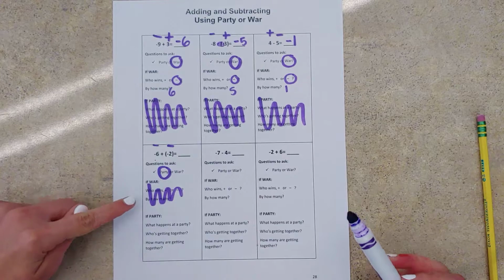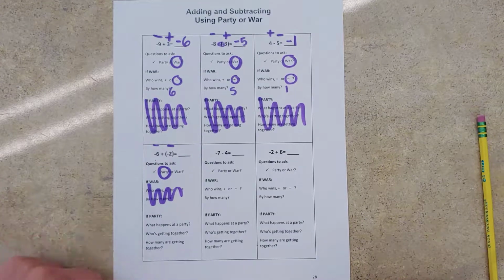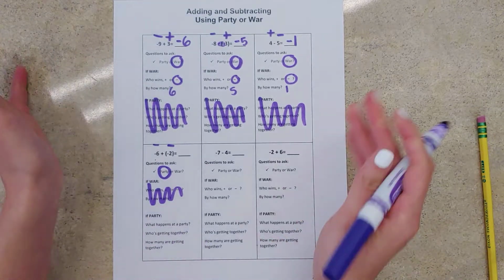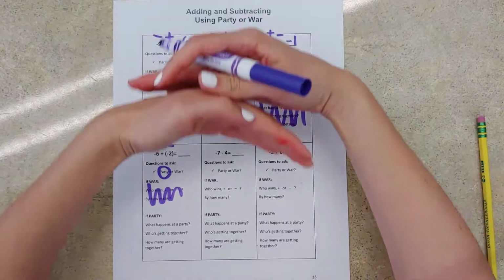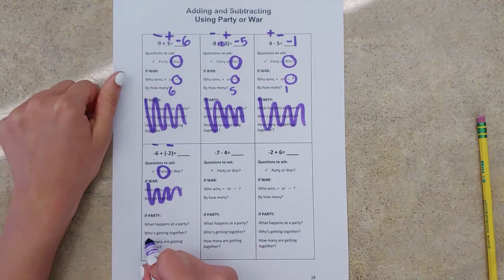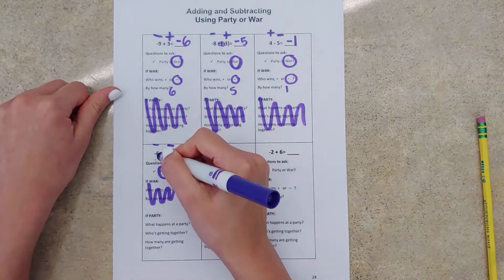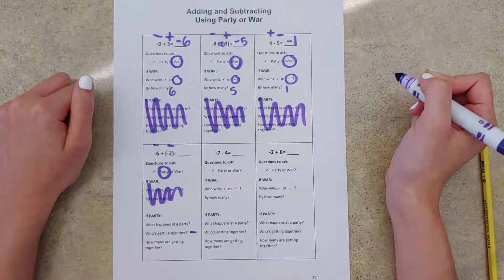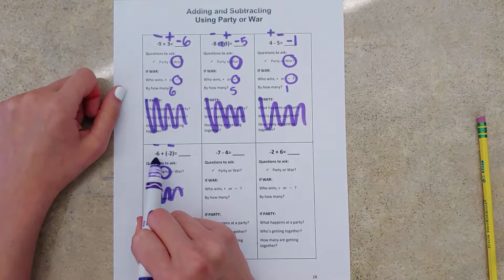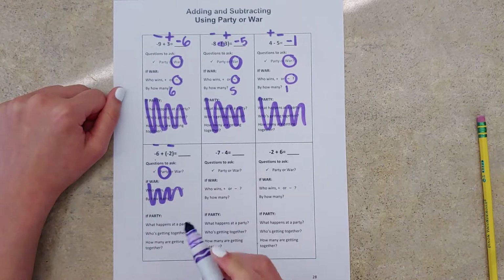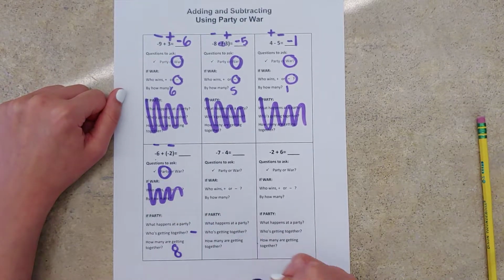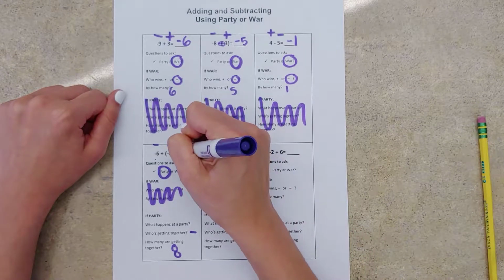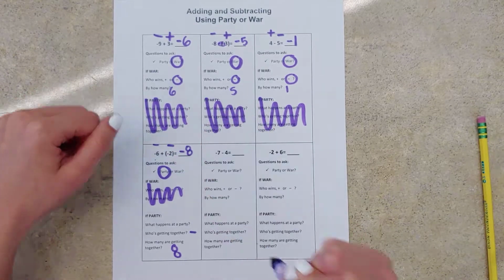So let's talk about these questions a little bit more. What happens at a party? We have two groups of people coming together. In this case, who's getting together? Our negatives are getting together. And how many are getting together? Well, we had 6 already at our house, and then 2 more joined us. So we have 8 total. So our answer is -8.